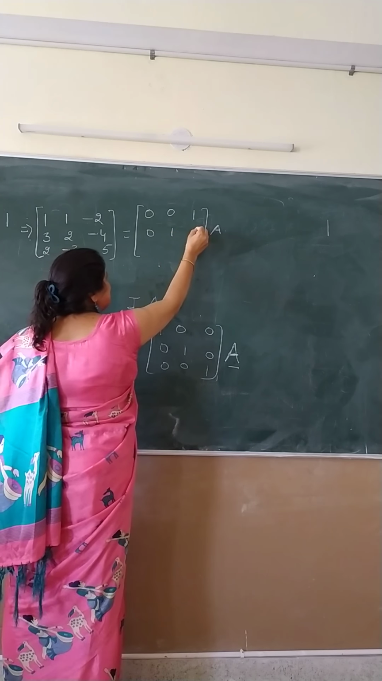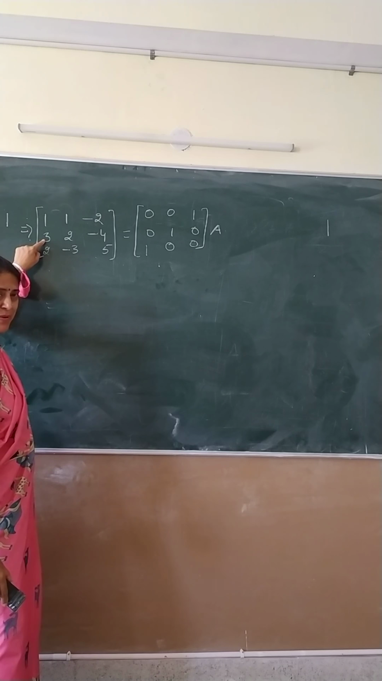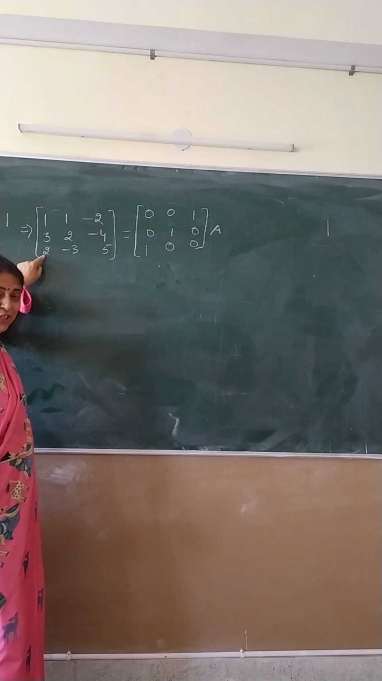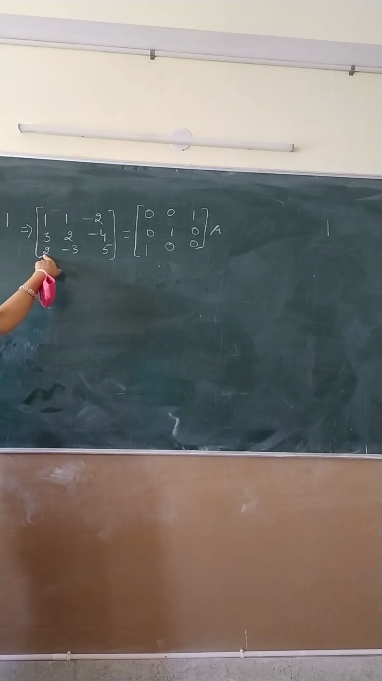Yes students, now after this what you have to do? You have to make it an identity matrix. After this, you have to do one thing. You have to make this element and this 0. Now how will you make?